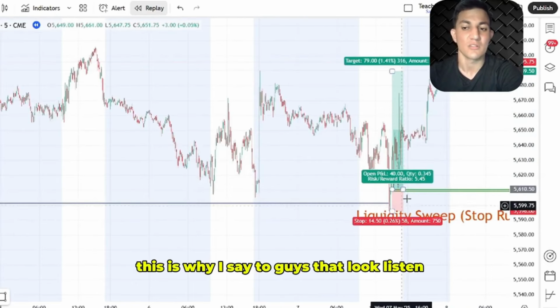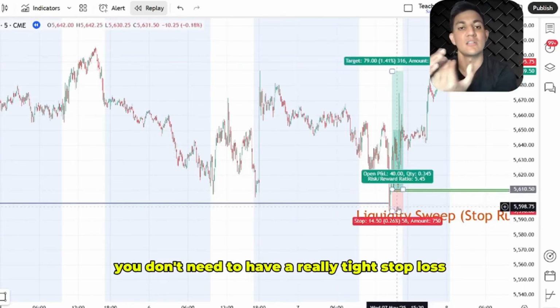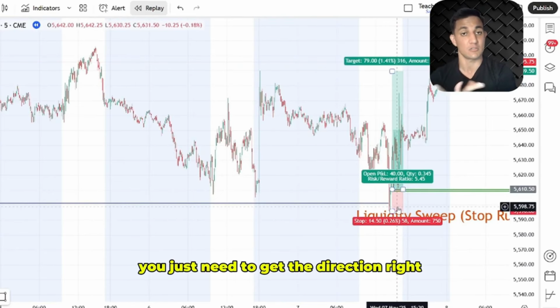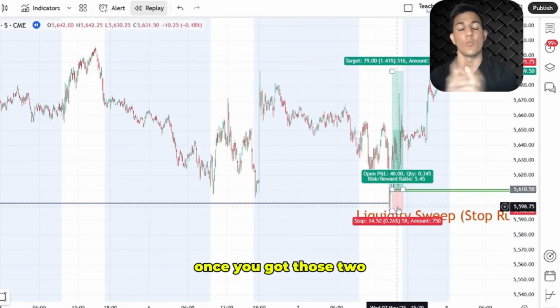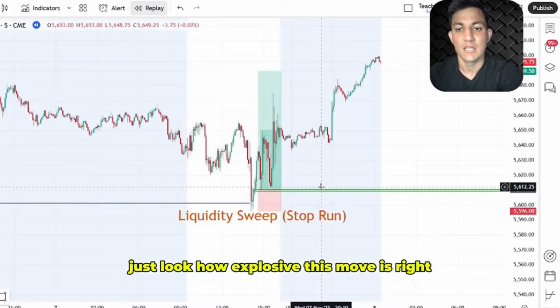Decent sized stop loss. So this is why I say to guys, and girls too, you don't need to have a really tight stop loss. You just need to get the direction right and wait for the liquidity sweep. Once you've got those two, you can make all the money in the world, right? Just look how explosive this move is.